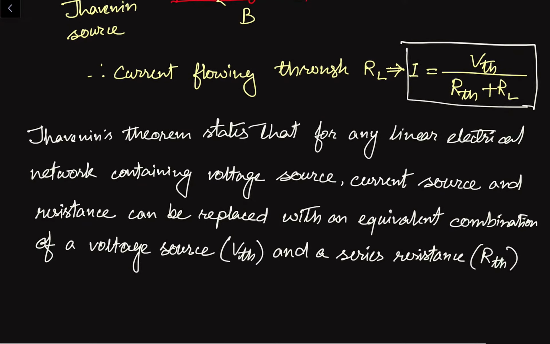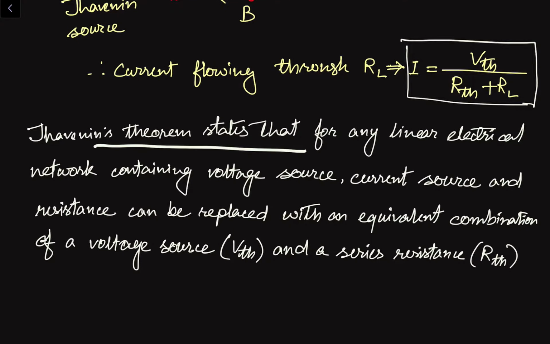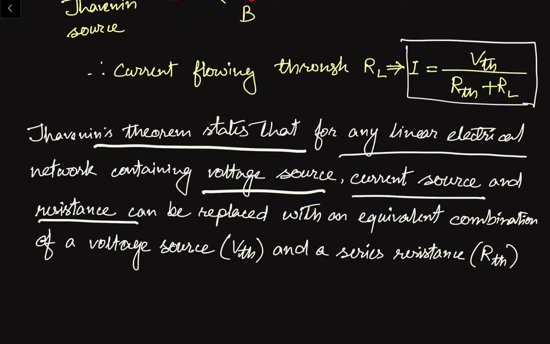Now let us define Thevenin's theorem. Thevenin's theorem states that any linear electrical network containing a voltage source, current source and resistance, where the voltage source should be a DC voltage source, can be anything, and even if only one of them exists, no problem. Any linear electrical network containing voltage sources or current sources and resistances can be replaced with an equivalent combination of a voltage, also called the Thevenin voltage, and a resistance in series.